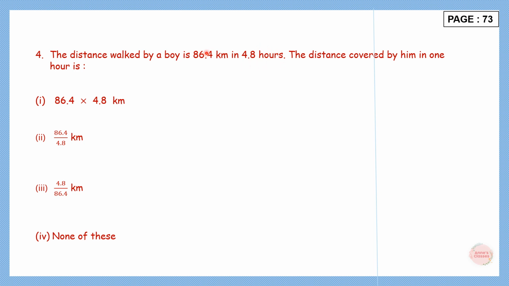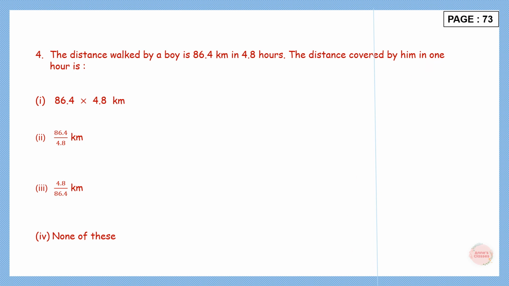Question 4. The distance walked by a boy is 86.4 kilometers in 4.8 hours. So he took this much of time to walk 86.4 kilometers. The distance covered by him in 1 hour. So whenever we are given for many, here we have been given for many hours, isn't it? And we are asked for 1 hour, then it's always division. Remember, when we are given for many and when we are asked for one, it is always division.